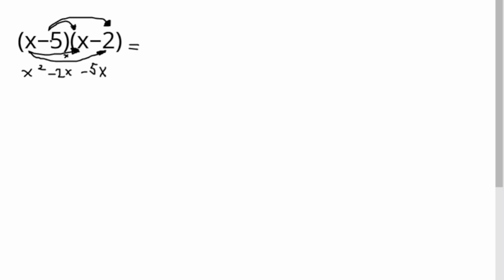and minus 5 times minus 2, which is 10. So we now have to collect like terms. So we got x squared on its own, minus 2x minus 5x will give us minus 7x, and then minus 5 times minus 2, we worked it out, it's 10. So just 10 plus 10.